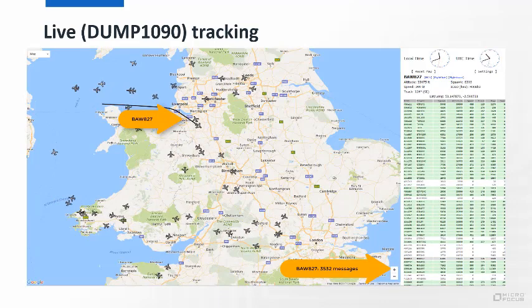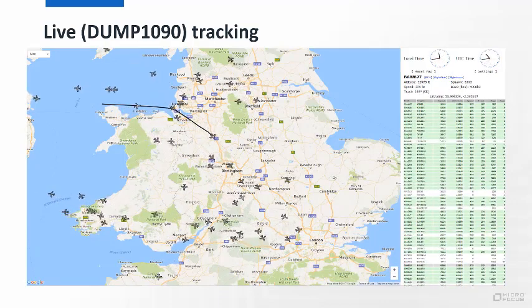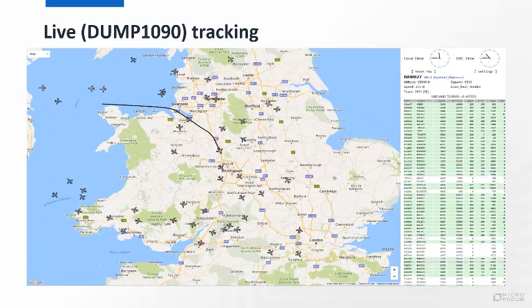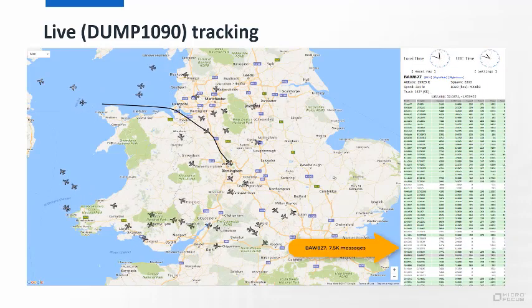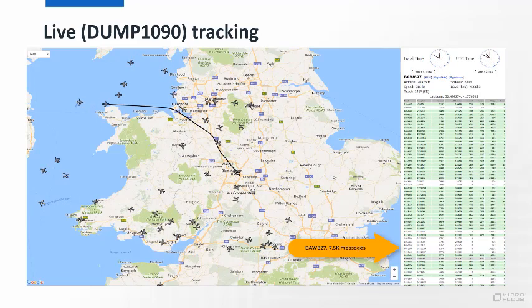As mentioned on the previous slide, one of the outputs of Dump 1090 is the Google Maps display of currently observed aircraft. My receiver is located on the Gower Peninsula west of Swansea in South Wales, in the UK's first area of outstanding natural beauty. Not that I'm belittling all the others that became AONBs after hours.